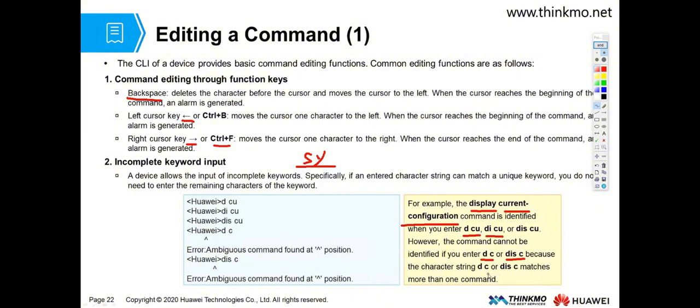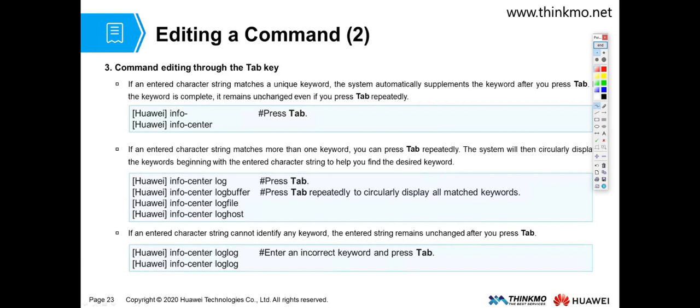Besides inputting abbreviations, we can also use the tab key to achieve auto-completion. For example, if we input a command and only this command contains these characters, we can press the tab key and it will automatically complete it for us. However, if the word we input is complete, even if we press the tab key multiple times, it won't change. For instance, here with info, we want to use the tab key to complete it. After we press the tab key, it will automatically complete it to info center.